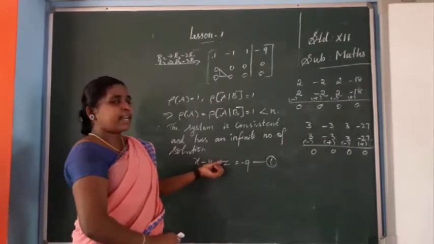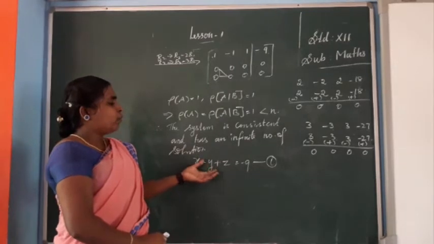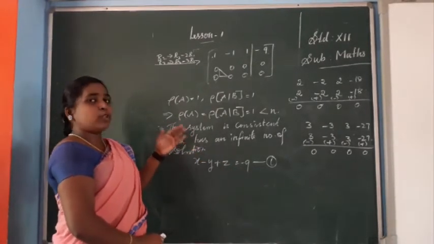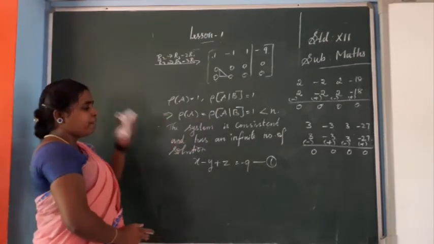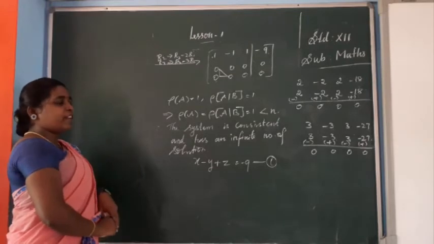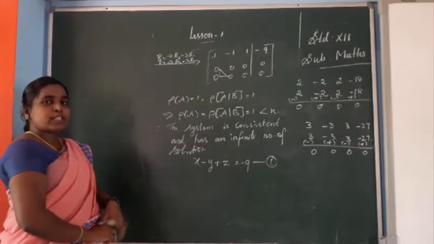Actually, 3 unknowns are here: x, y and z. Only one equation is there. In the last problem, 3 unknowns but 2 equations, that's why we assumed one value. But here only one equation is there. We need 2 more equations. So that's why we are going to assume 2 values.